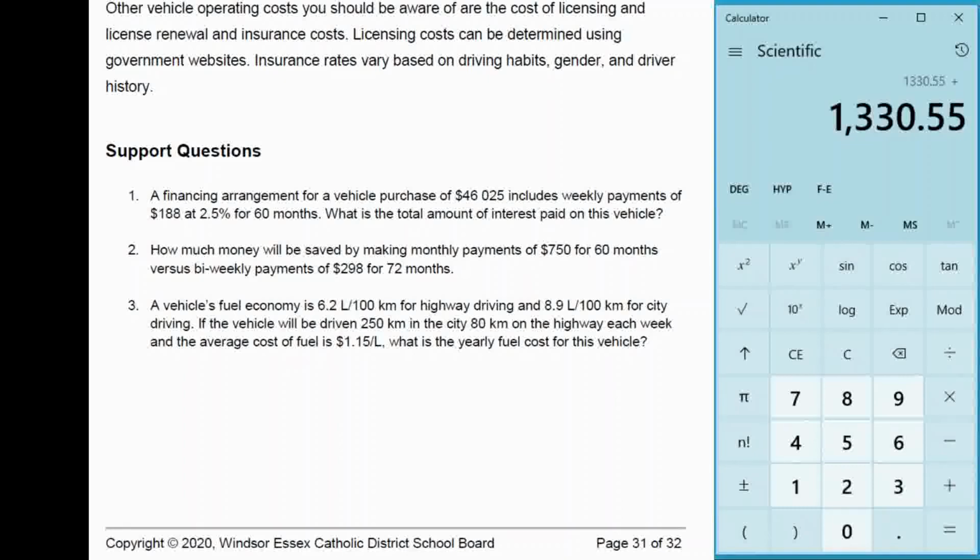And we'll have to add to this the highway driving cost, which is 80 times 6.2 liters per 100 kilometers times the 1.15 times 52 weeks in a year. And altogether, our driving costs are going to be $1,627.16 for the yearly driving cost for this vehicle.